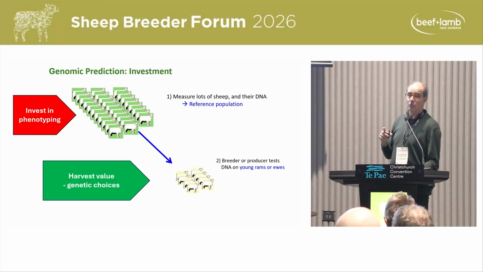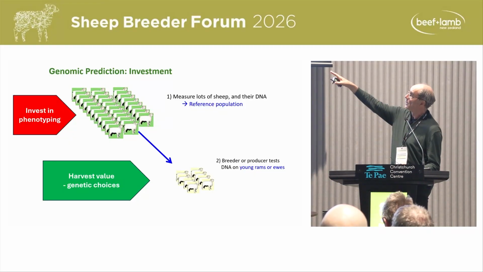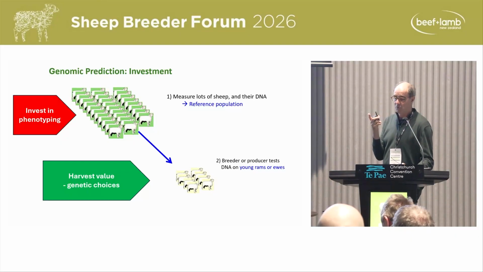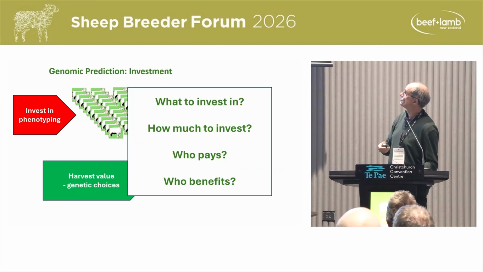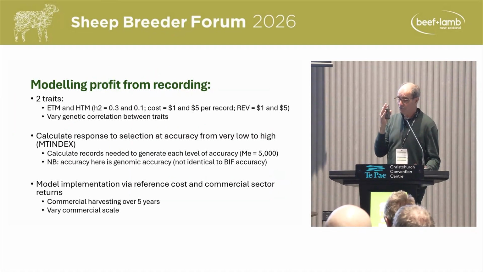So to do that, we're essentially running a big investment program. We invest in phenotyping and genotyping up in the reference, that's the red arrow, and we harvest the value in either rams or commercial lambs and ewes down the bottom. And in a sense, my approach is to try to think about that whole picture and work out how to optimise it. And those are the questions. So the first bit, I just want to get across the idea that we can think about the optimal level of phenotyping.